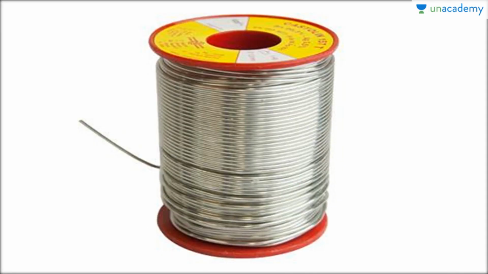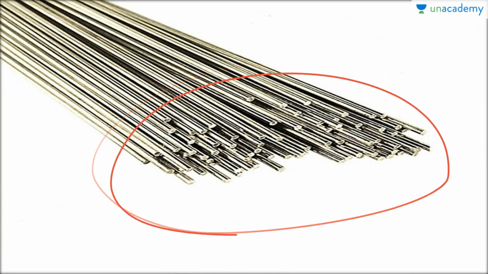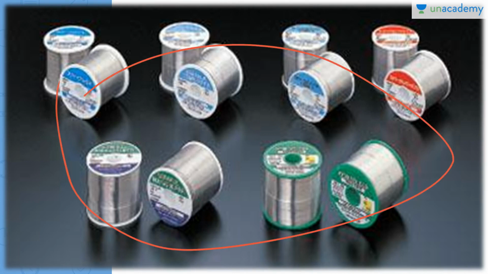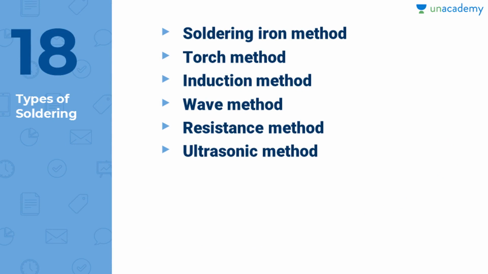So this is actually a picture of the soft solder. These are actually pictures of hard solder. You can see how hard they are by looking at the image. These are actually other pictures of the soft solders, the various types of soft solders depending on the temperature. So let's go on to the types of soldering.